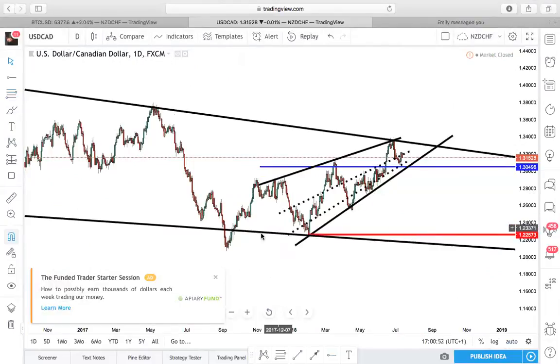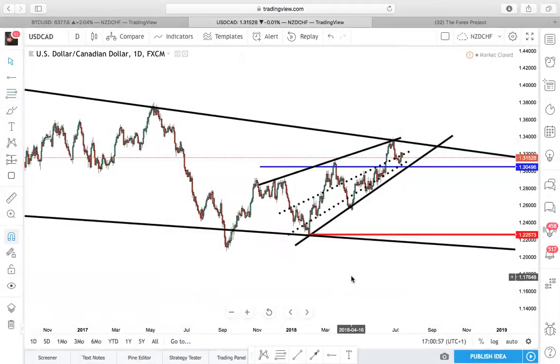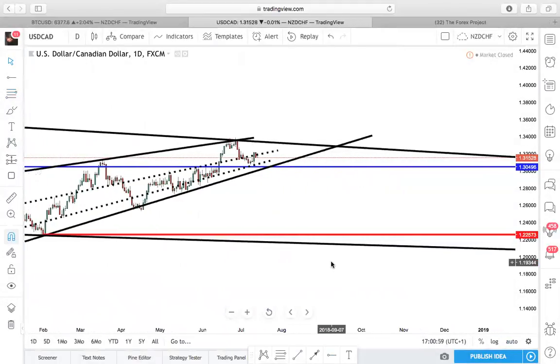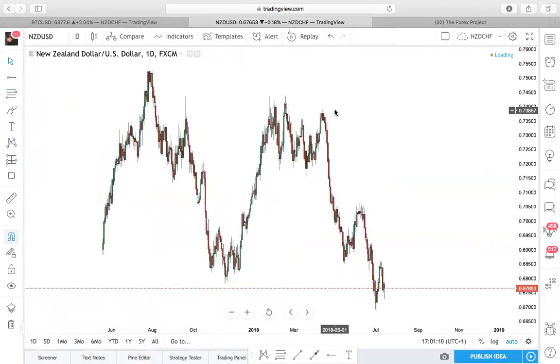But so really there's caution on USD CAD. We'll just wait and see what happens over today and possibly over tomorrow before I get serious about a trade on it. I'm gonna look at one more, NZD USD. This is one I've been waiting on forever.